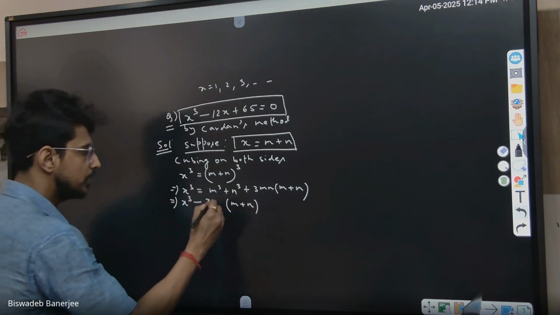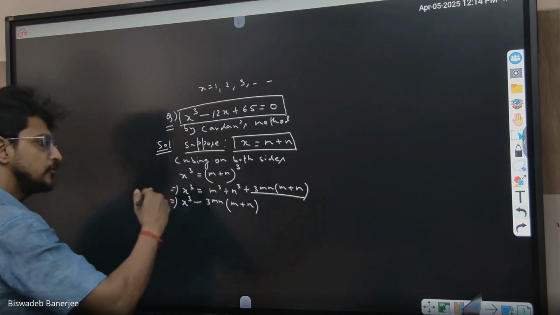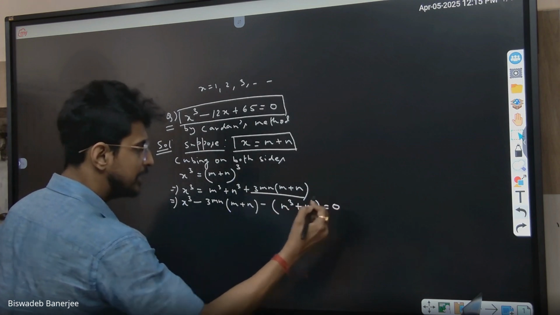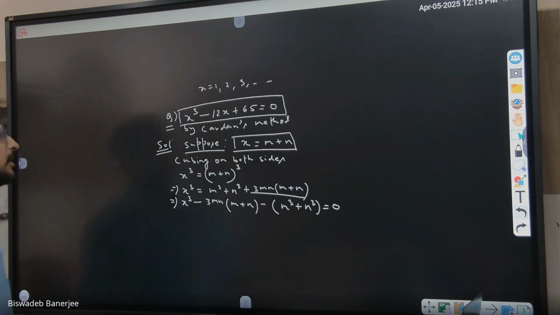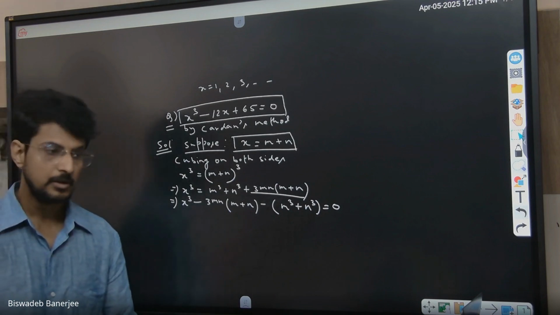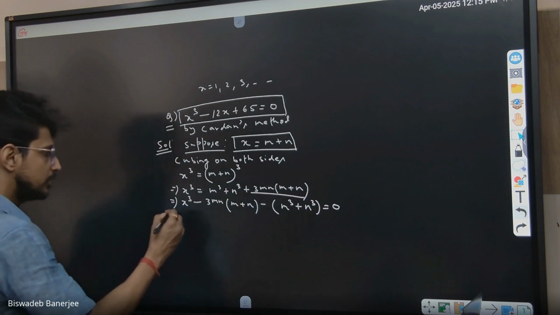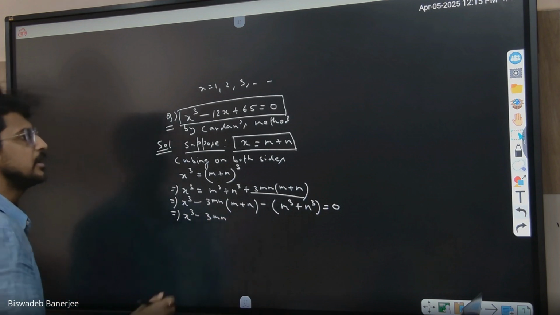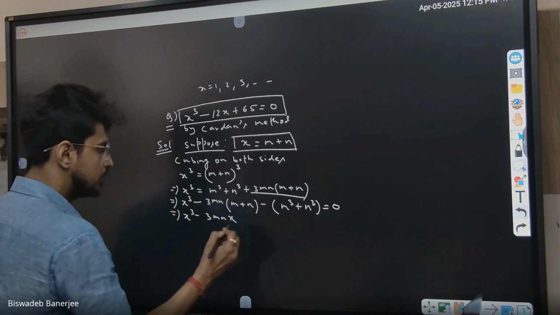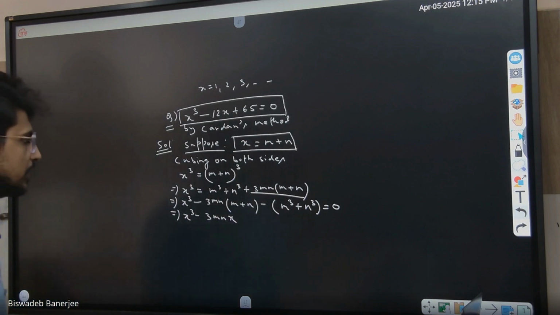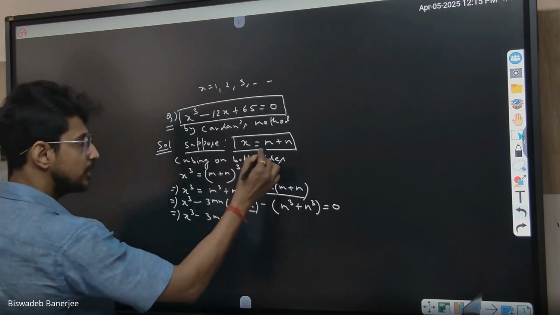What are we doing? We are taking this part to the left hand side, also this part to the left hand side. Basically side change. We are taking minus 3mn into m plus n to the left hand side, then minus of m cube plus n cube to the left hand side. Taking all parts to the left hand side, giving you x cube minus 3mn. Now what is m plus n? M plus n is basically x.